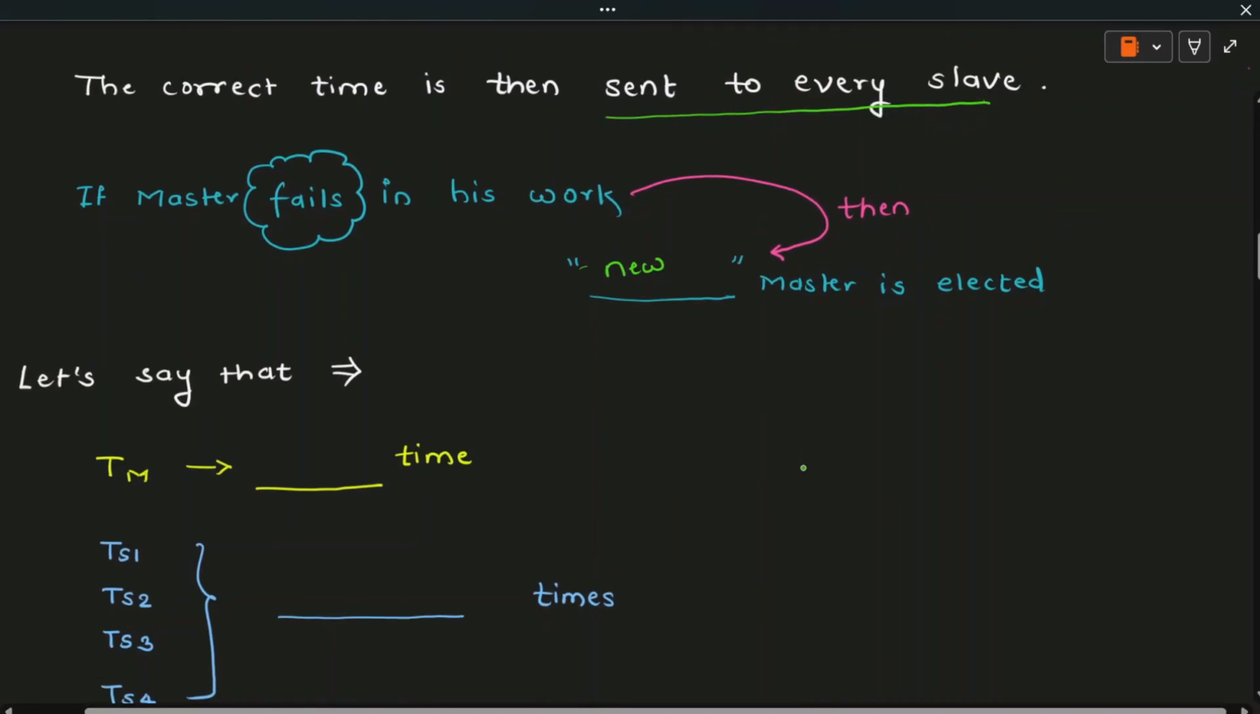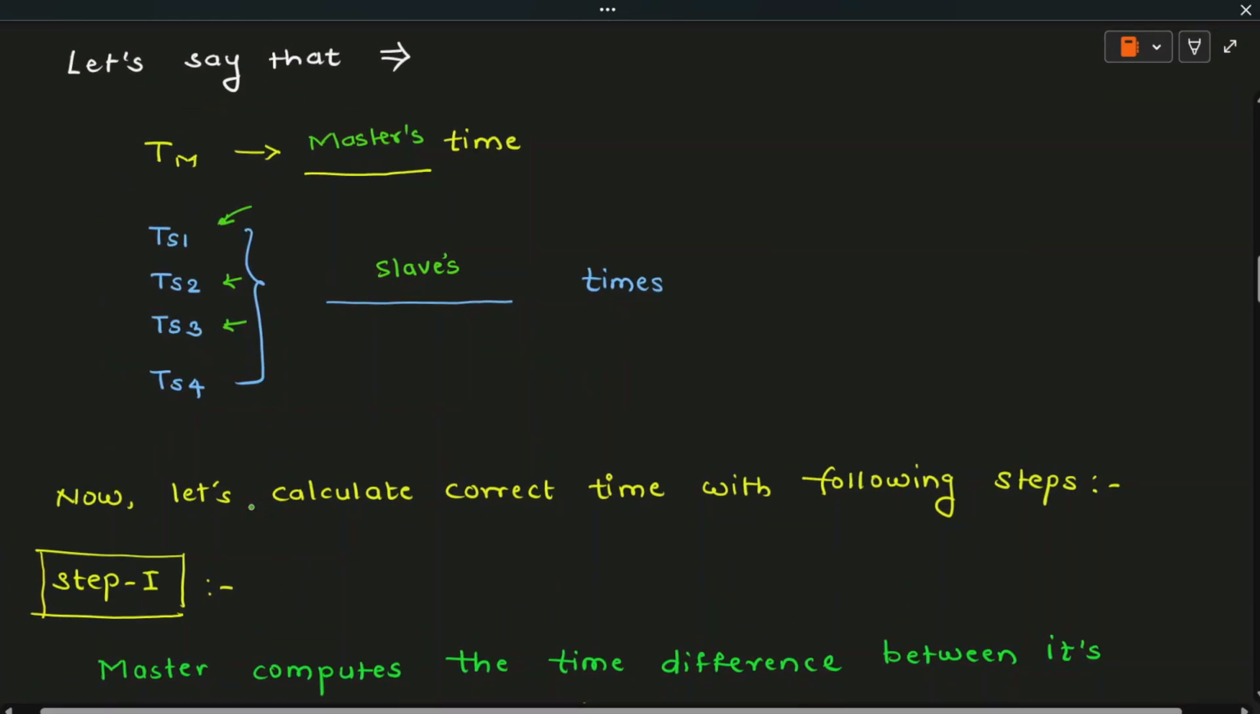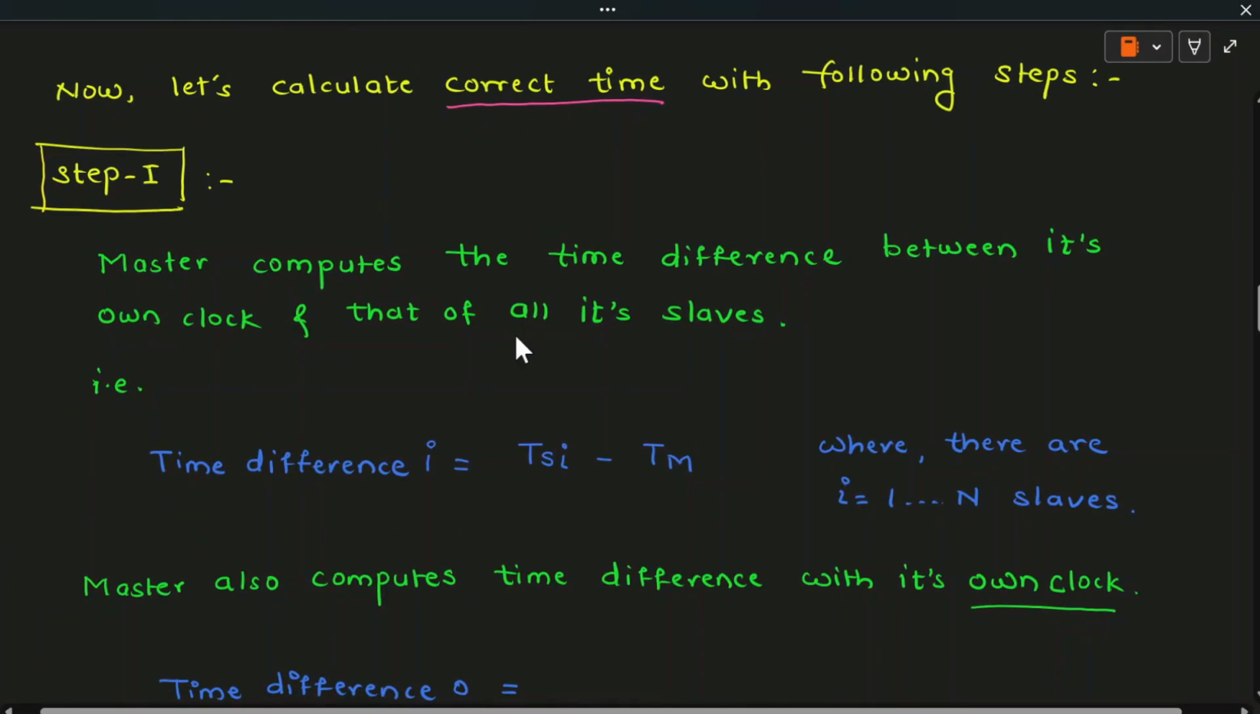Now let's go ahead. Let's say that Tm is the master's time. Ts1, Ts2, Ts3 and Ts4 are the slaves' times. Now let's calculate the correct time with the help of the following steps. Now let us go into step number 1.